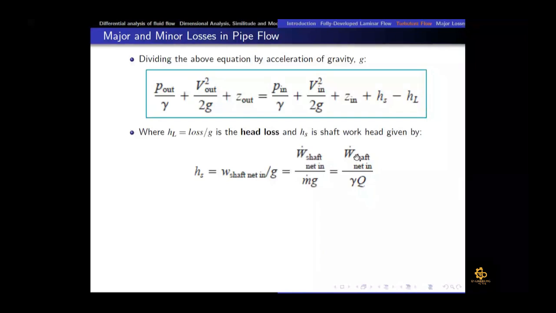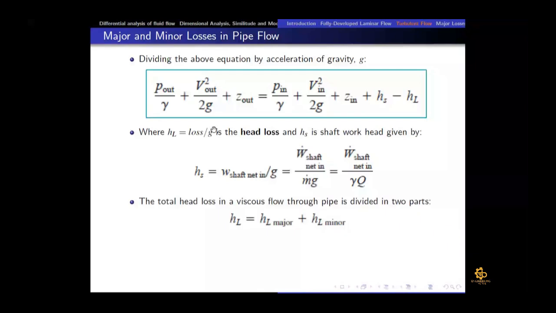The total head loss in a viscous flow through pipes is divided into two parts, as we discussed in the introductory lecture for this chapter. One is the major loss, which is due to friction. Frictional losses are the wall shear stress losses, and H_L minor is the loss due to installation of different components like valves, tees, joints, and then pumps, turbines. All these losses due to discontinuity in pipe flow come under H_L minor.